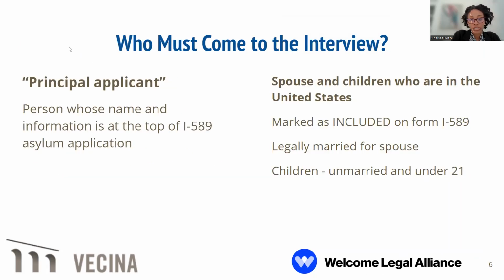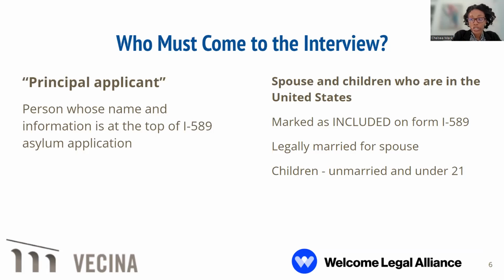Now, it's also important for us to review for you who needs to come to this interview as the attorney. First, the principal applicant, who is the person who filed the application, the main person whose name is on the front page of the 589. They are the principal applicant. They must come because they are going to be the ones providing most of the testimony in support of the application.